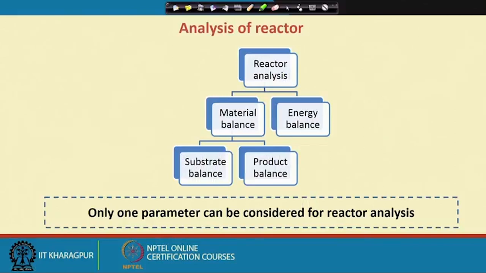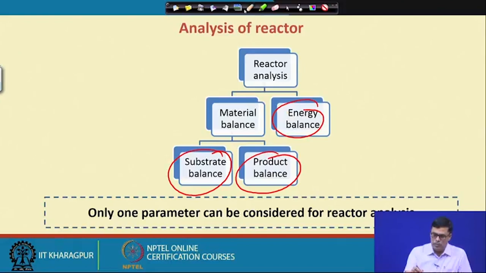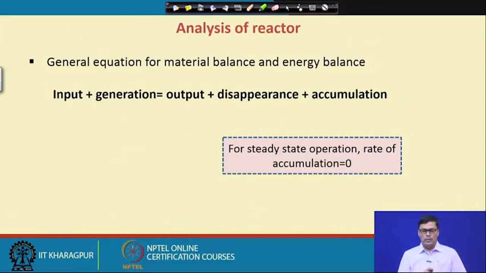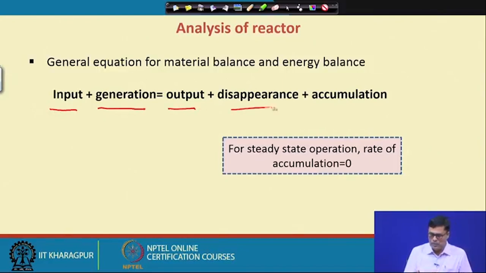Now first let me discuss the analysis of the reactor. We have the material balance, where we can consider the substrate balance and the product balance, and also the energy balance. So three different ways we can do this. One is the substrate balance, another is the product balance, and the other is the energy balance. So we can do this balance of the equations. Then if you look at the formula, what kind of equation we have for reactor analysis: input plus generation equals output plus disappearance plus accumulation.